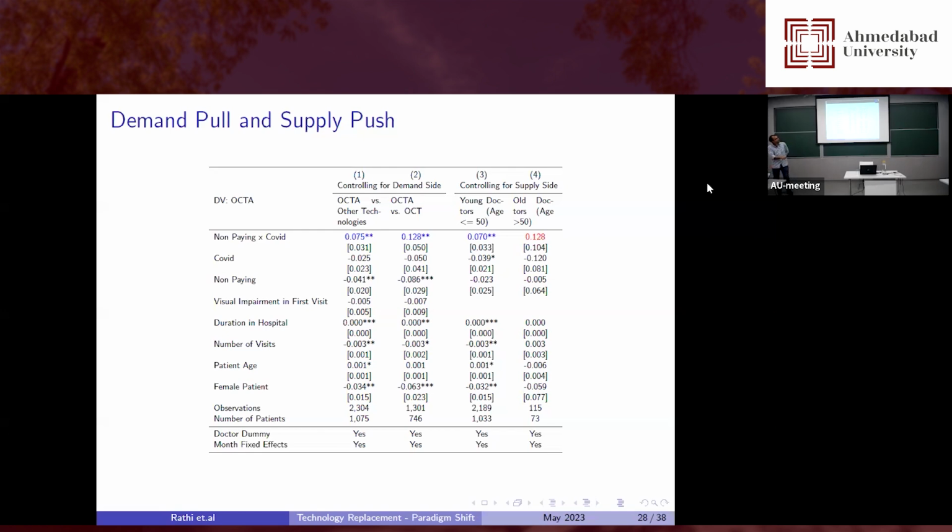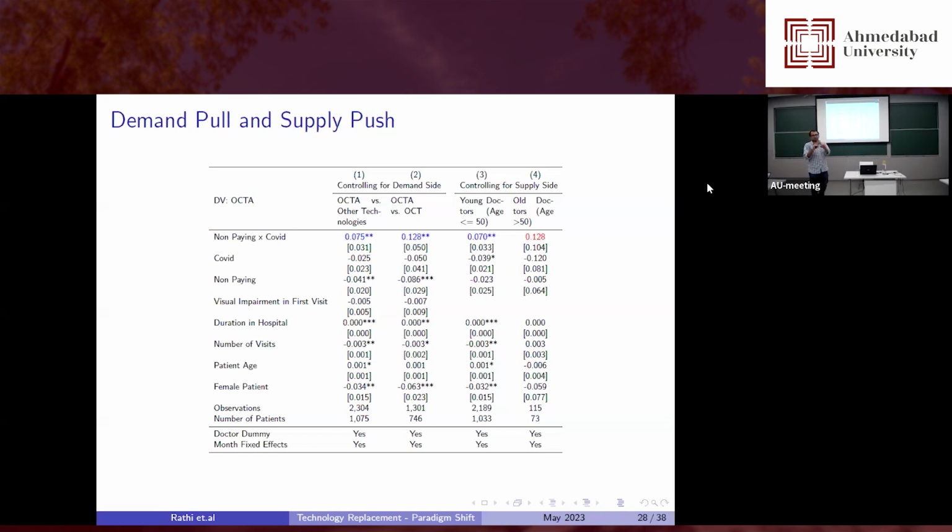Then we looked into what happens on the supply side. We split the doctors pool. This is a bit shaky because, given that it's one hospital, it's a small sample, around 60, 70 doctors. Given the guideline, we split them into less than 50 and more than 50. And it turns out that the increase appears almost entirely from the younger doctors.